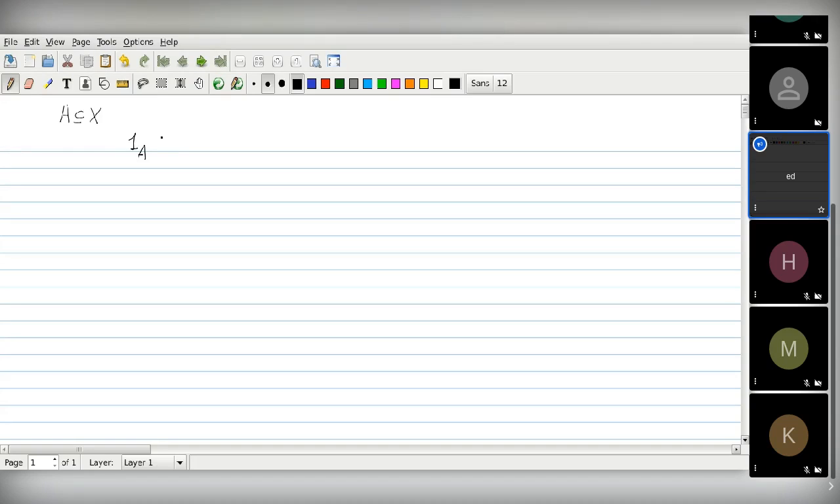It is a function from X to the set of two elements. And this function is defined the following way. Its value is 1 if n is an element of A, and 0 if n is not in A. Of course, it's 0 otherwise.